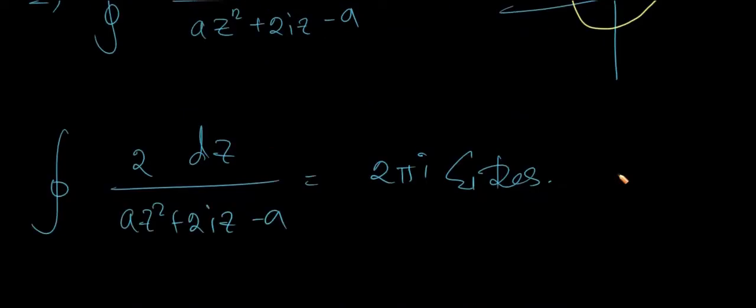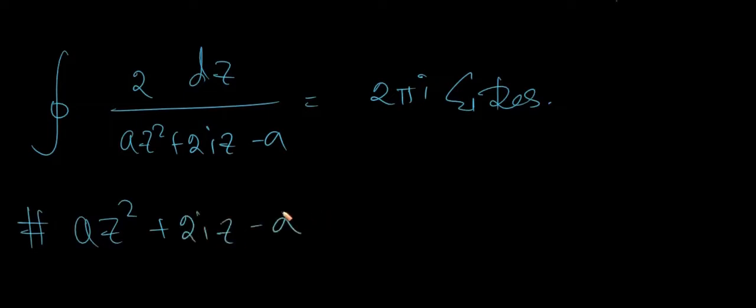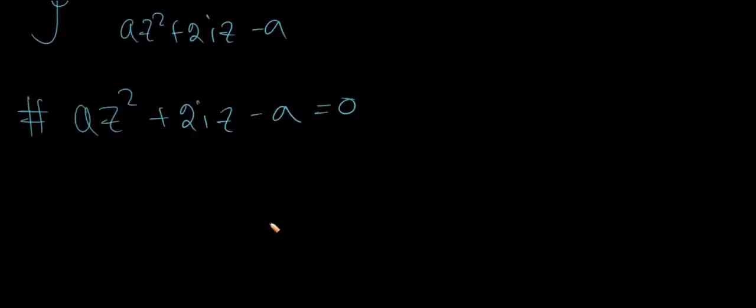So to find the residues, the first thing you need to do is find the poles. So now we'll find the poles, and that can be done via az squared plus 2iz minus a, and you demand this to be 0. This is a quadratic equation and you know how to solve it. So let me just write down the solution.